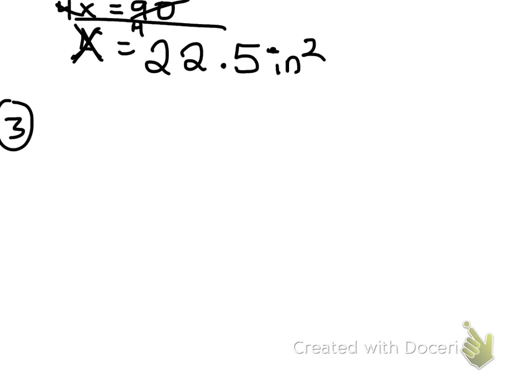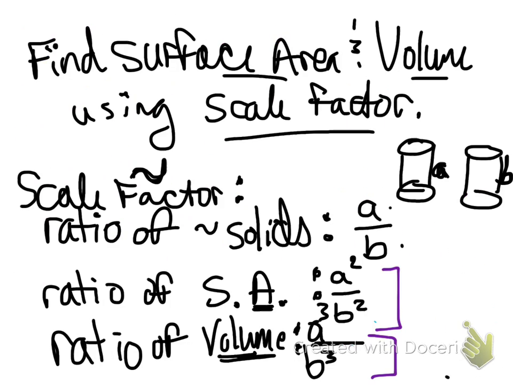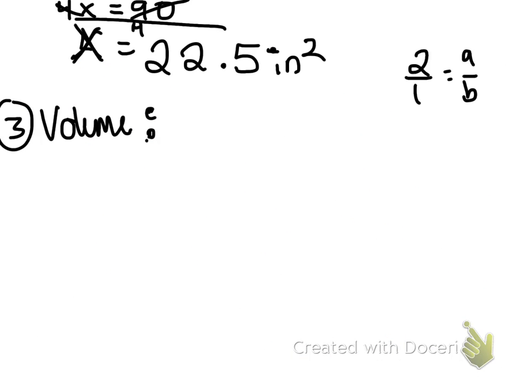So step 3, the volume of the small cylinder. Well, we don't know what our volume scale factor is. Remember, our initial scale factor is 6 over 3 or 2 over 1. 2 over 1 equals A over B. Our A cubed over B cubed is the ratio of the volume. So we need to make this A cubed over B cubed to get a new scale factor in order to find the volume. So that will be 2 cubed over 1 cubed. That equals 8 over 1.